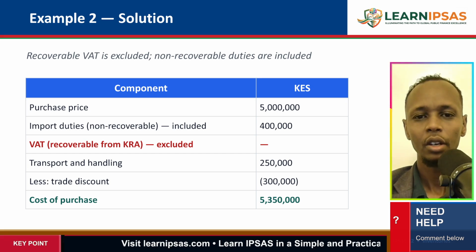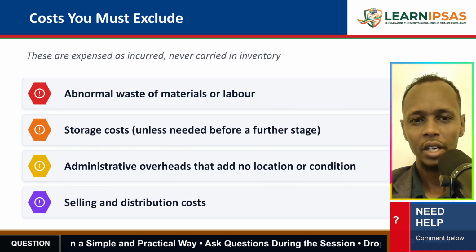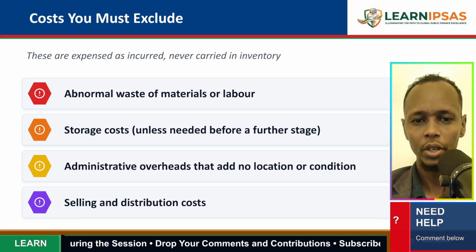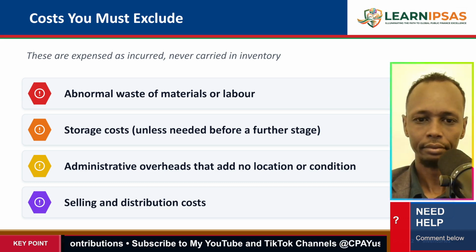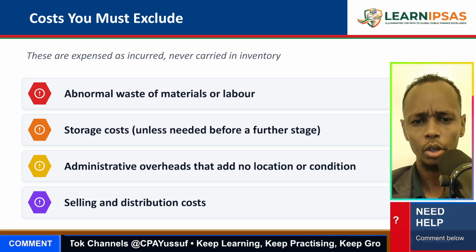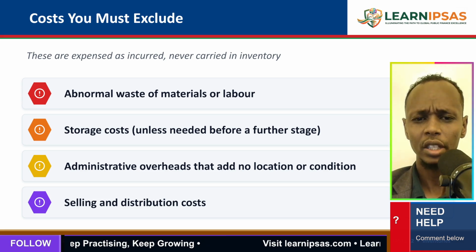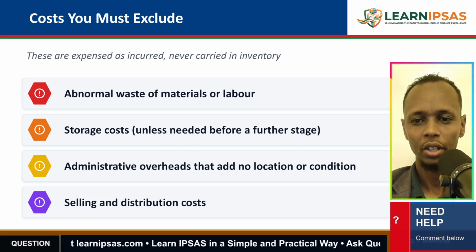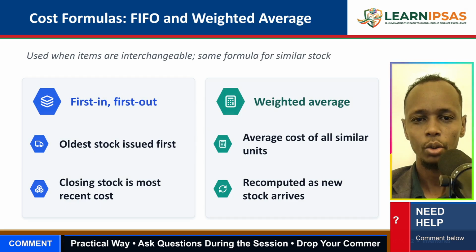Remember, when we were starting, we said lower of cost or net realizable value. Now we understand how cost is calculated. Costs you must exclude, sorry: abnormal waste, for example, if the production requires 5 people and you employed 10 people, those are abnormal waste of materials or labor. Administrative overheads that add no location or condition. Selling and distribution costs are normally expensed. Please note the key point here is whatever will bring that asset to its present condition and location to the headquarters. Any other costs are expensed.